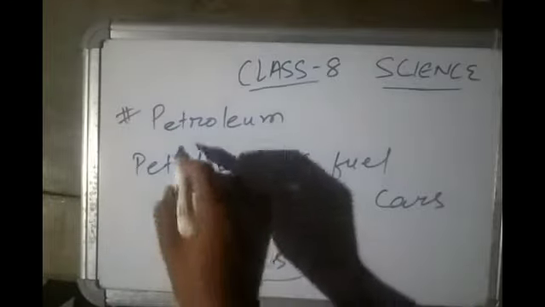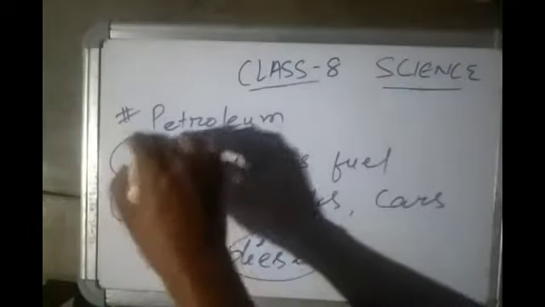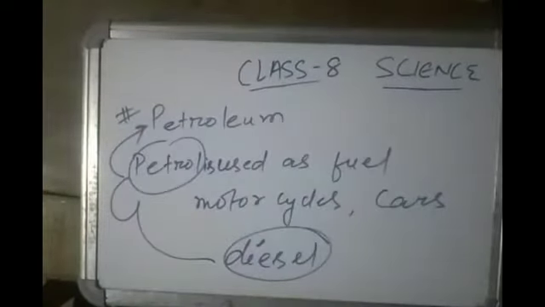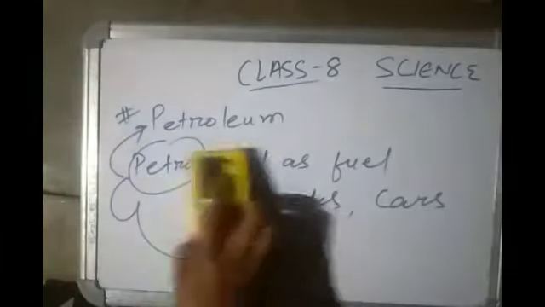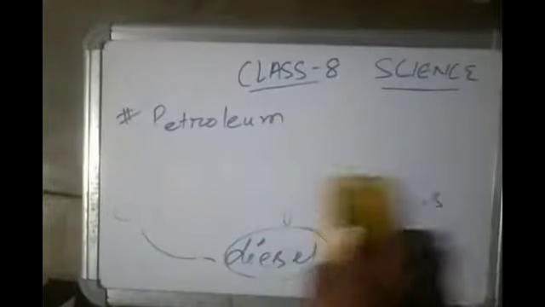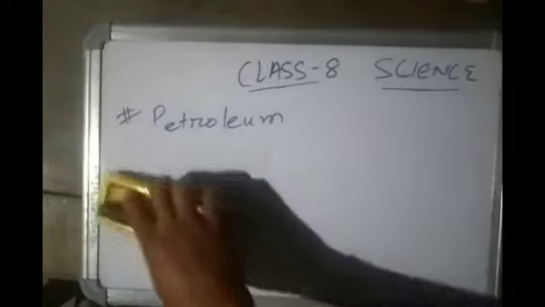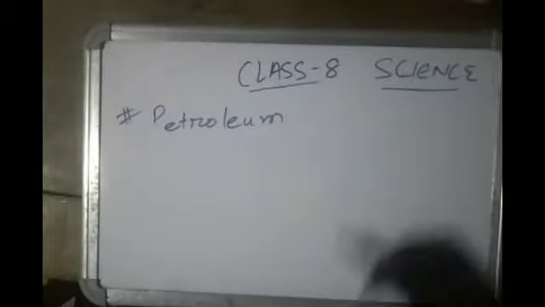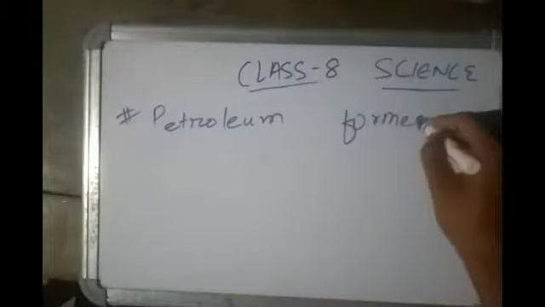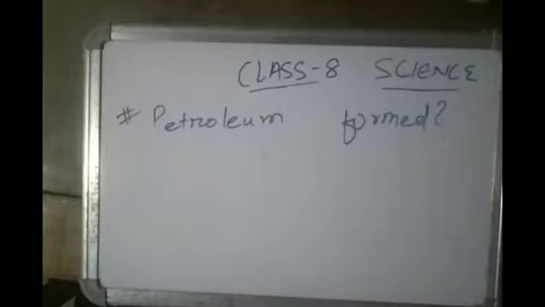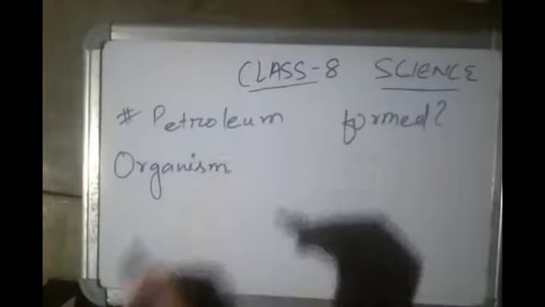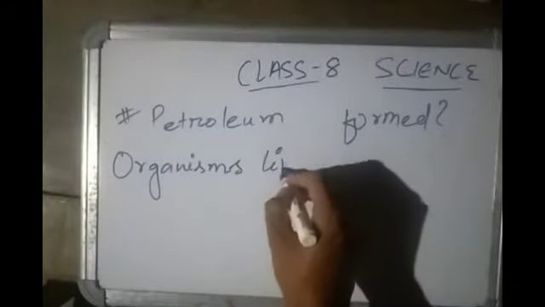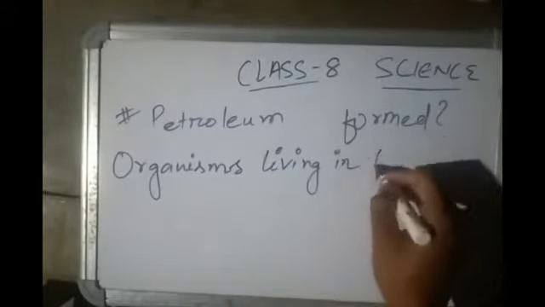Diesel and petrol, we get them from petroleum. They are useful products of petroleum. So the question is how petroleum is formed. Petroleum was formed from the organisms living in the sea.